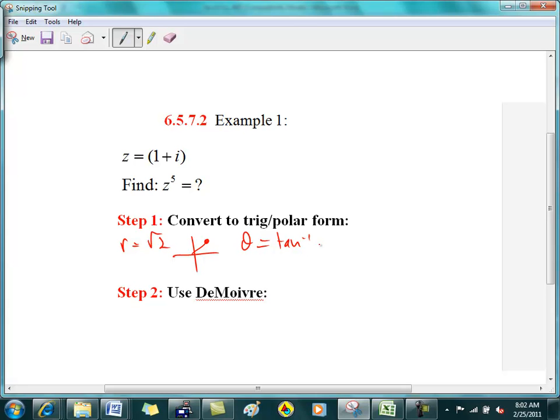Pi over 4. Is everybody with Ian on that? Pi over 4. And so now your trig form of this becomes root 2 times cosine pi over 4 plus I sine pi over 4. Would it ever be minus I sine? No, it'll always be plus I sine pi over 4.